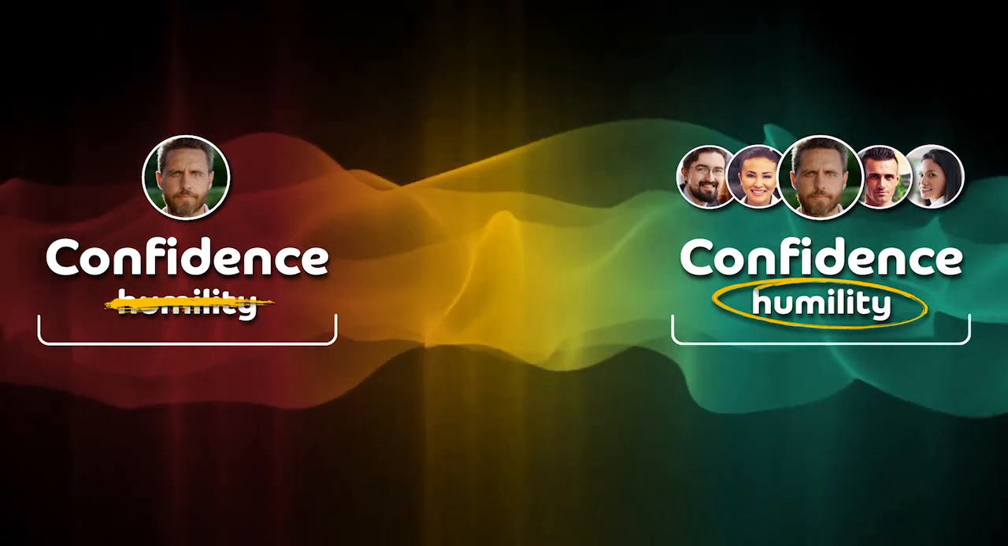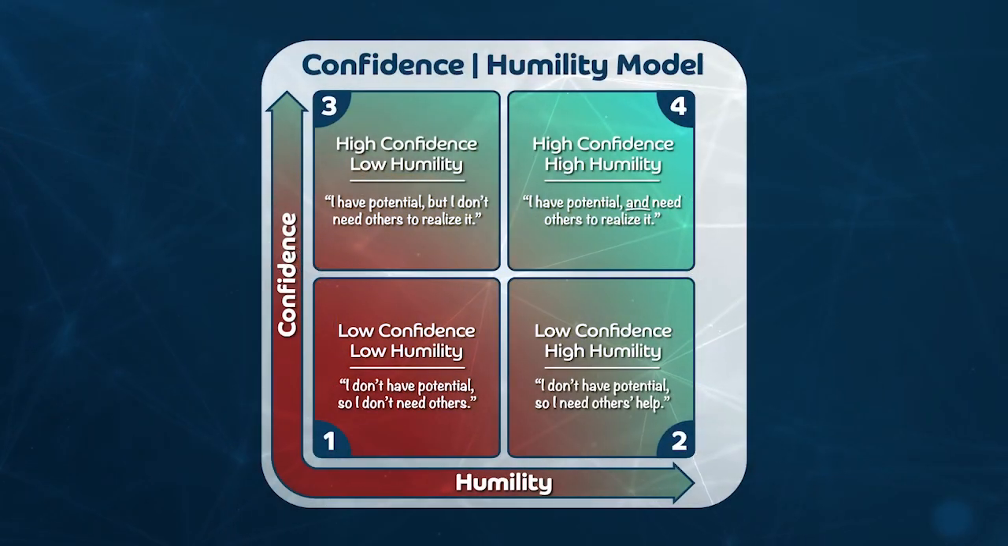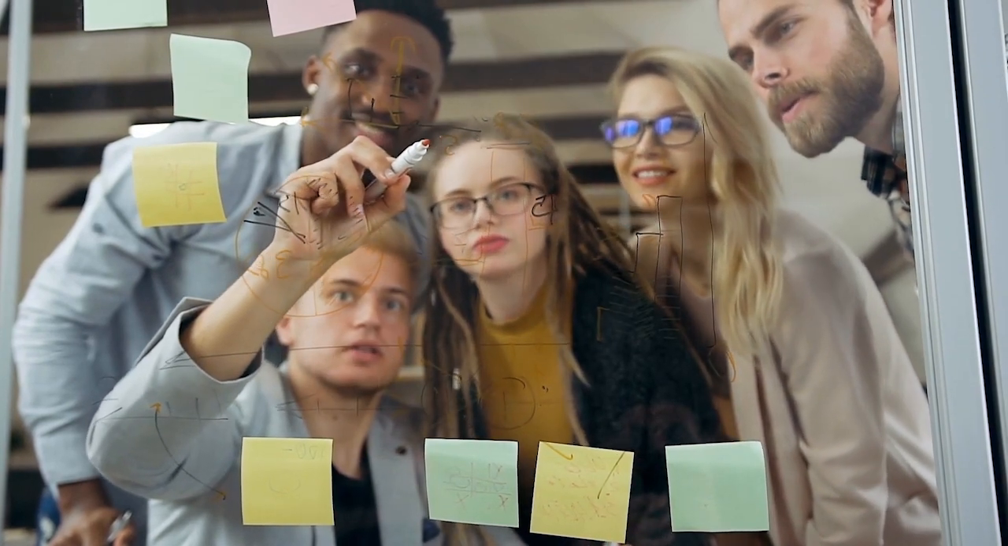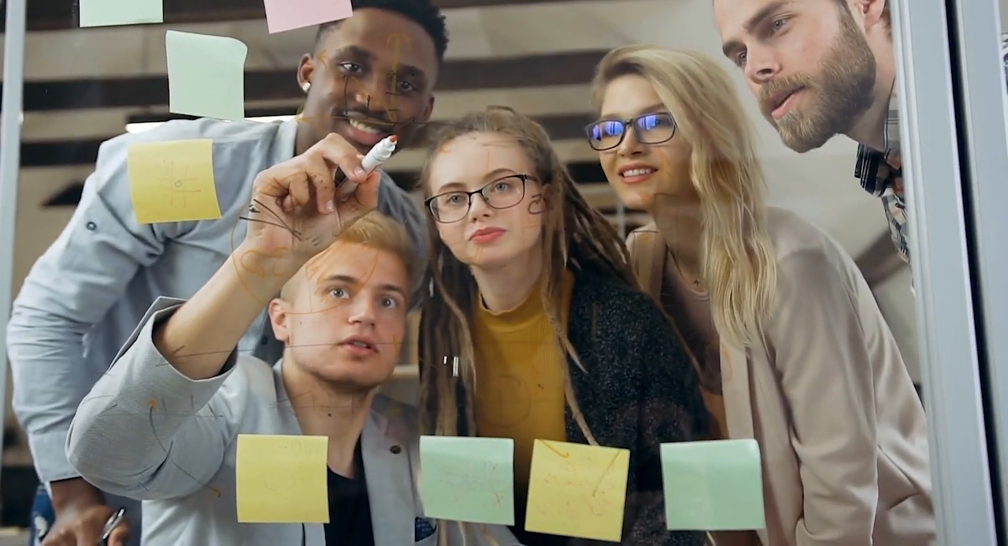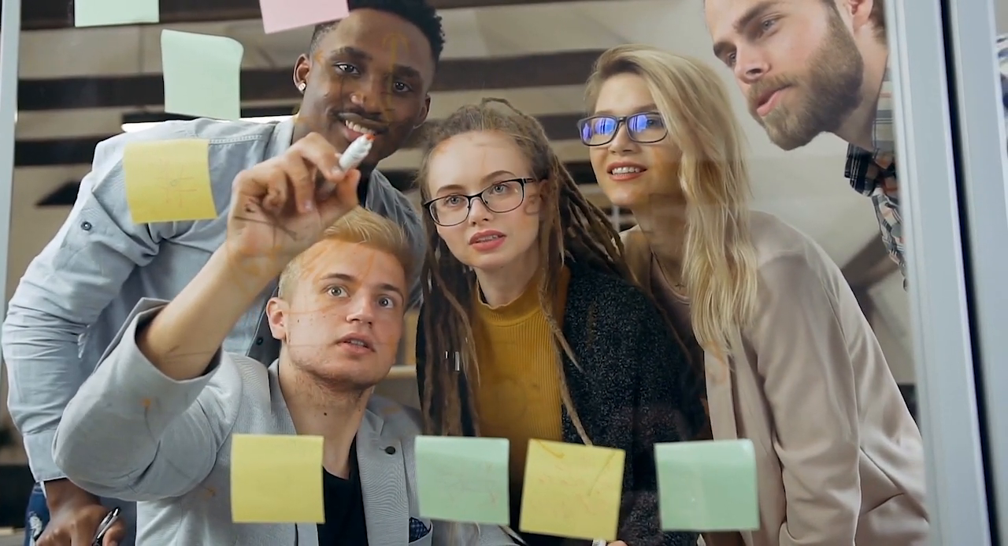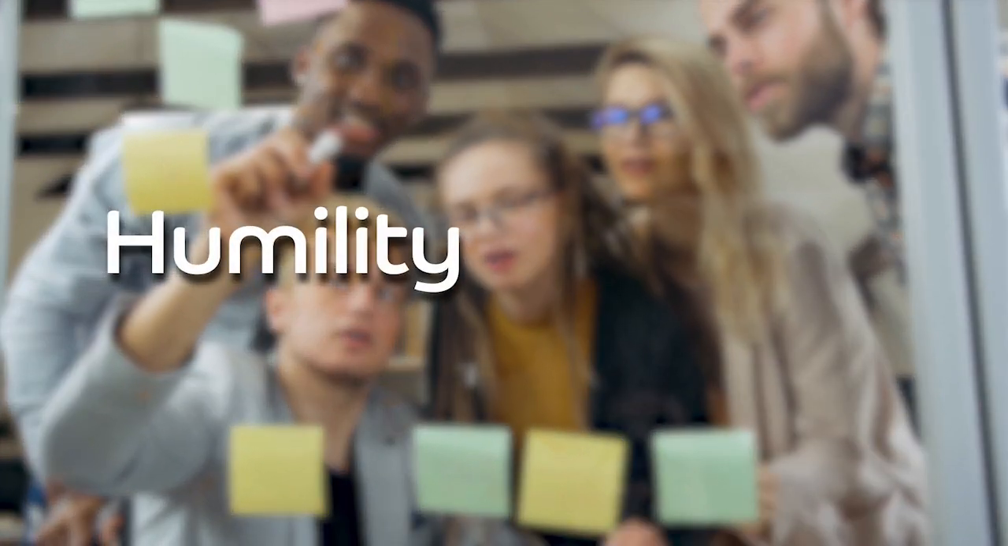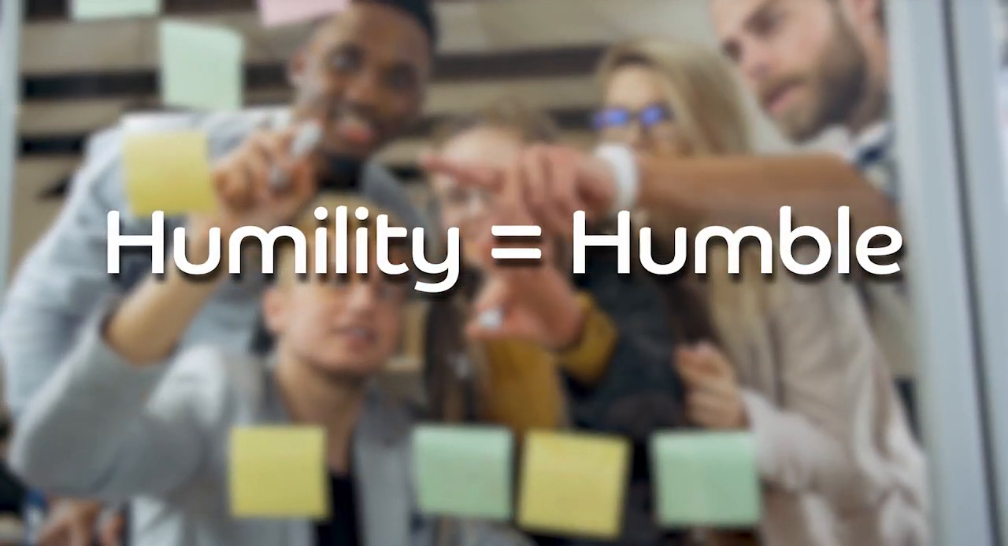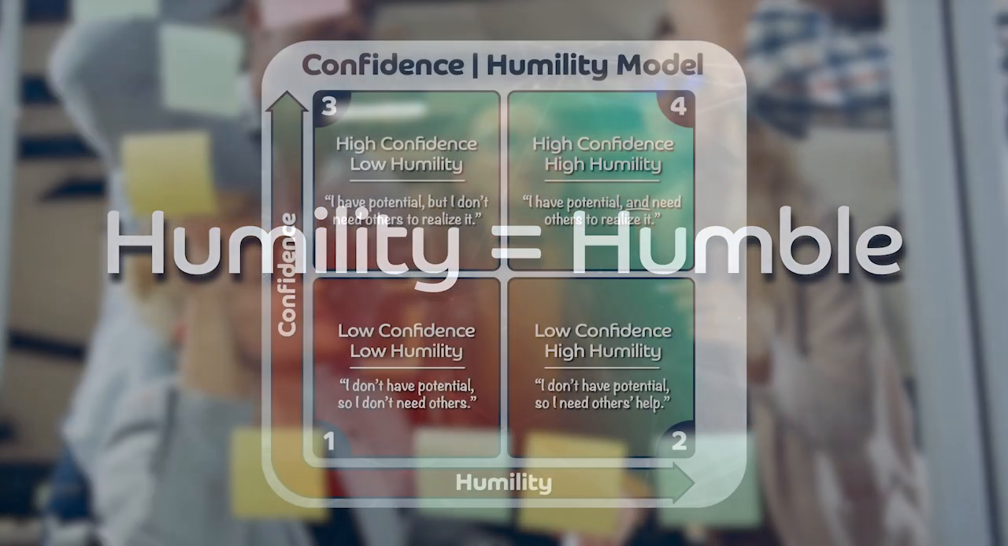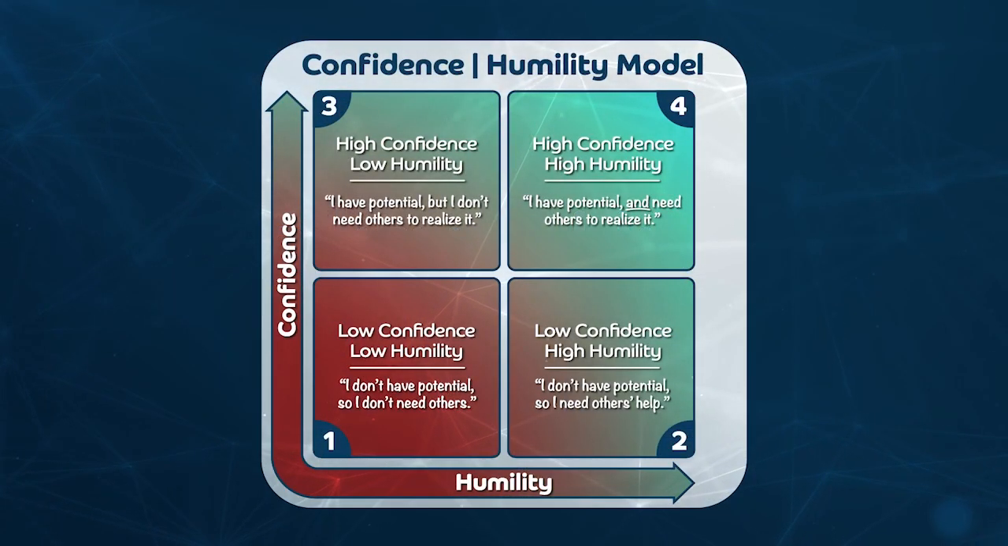To further articulate this, the confidence-humility model highlights the connection between confidence, humility, potential, and the need to engage others. In this model, humility relates to the requisite to engage others in the pursuit of potential. By the way, a synonym for the word humility is humble, so these words can be interchanged. Let's jump into each of the 4 quadrants of the confidence-humility model.